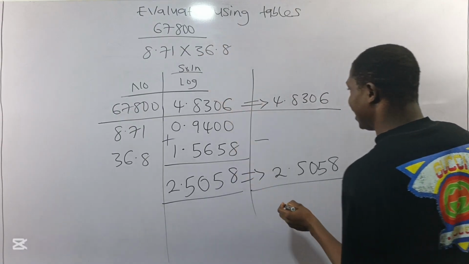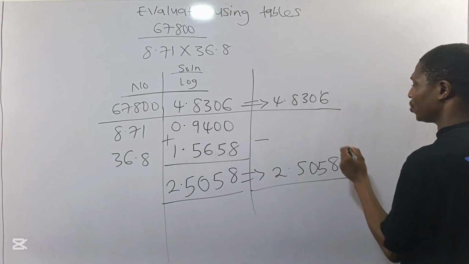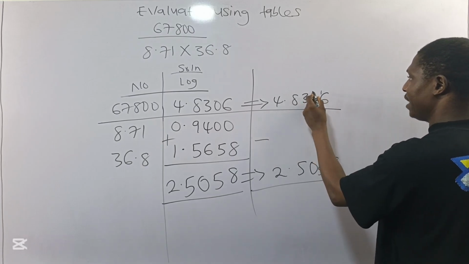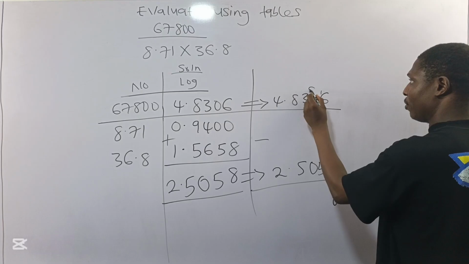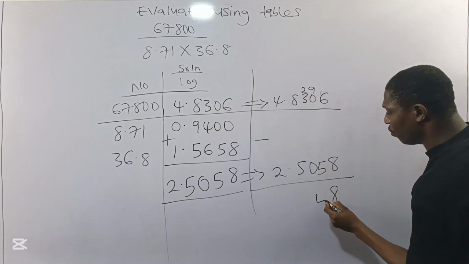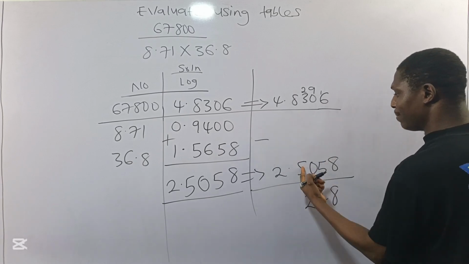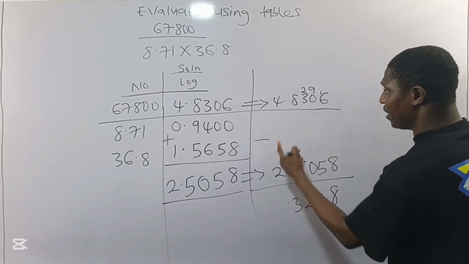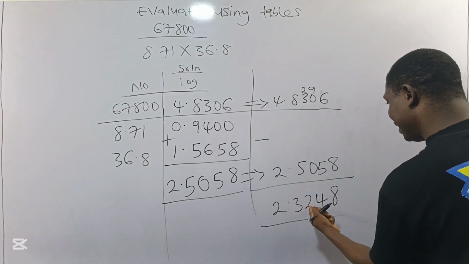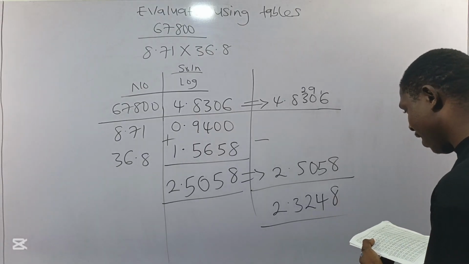Now, the numerator is divided by the denominator, so I'll have what? Subtraction, because of the division sign now. Now, 6 minus 8 cannot, so here becomes what? 16. 16 minus 8 will give me 8. If I take 1 from here, here will be 10. I borrow 1 also, here becomes what? 9. And here becomes what? 2. 9 minus 5 will give me what? 4. 2 minus 0, 2. 8 minus 5, 3. 4 minus 2, 2. So I therefore have 2.3248.